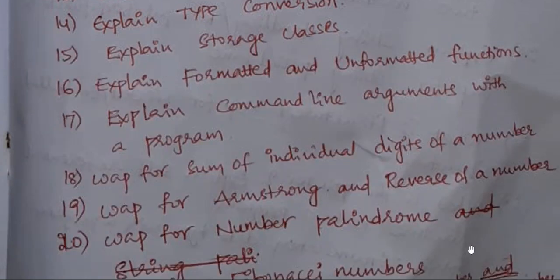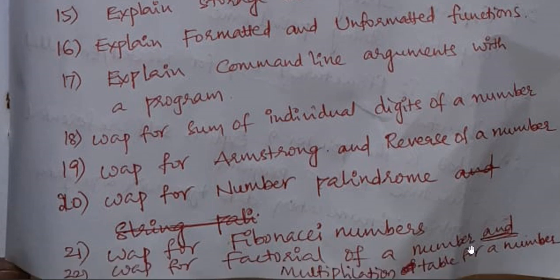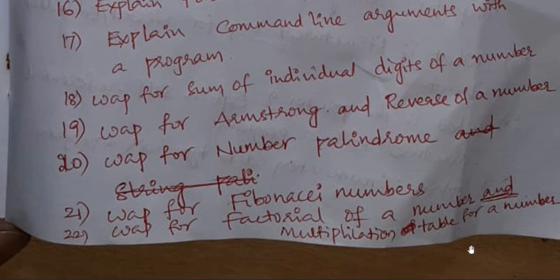Next, 18th question, write a program for sum of individual digits of a number program. It's a program of sum of individual digits of a number. Next, write a program for Armstrong and reverse of a number. These are separate questions. Program for Armstrong and program for reverse of a number. Once we know the reverse number, then we can easily write Armstrong number. Write a program for number palindrome.